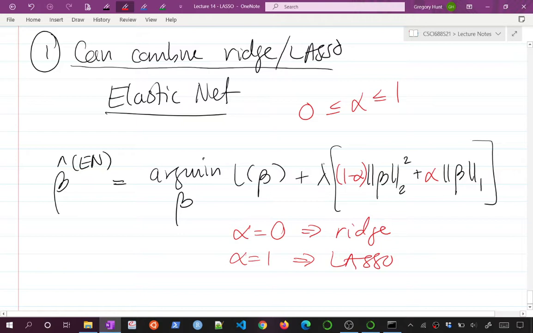And lambda here still is kind of an overall penalty for the things. So this is what people do. It's called the elastic net. It will both select out some things, and it will help you deal with collinearity of variables.